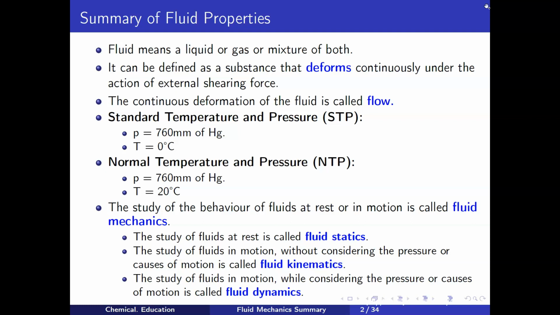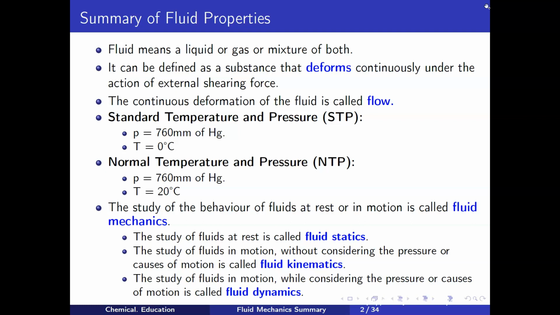Now the first thing you have to understand is standard temperature and pressure, STP. At STP, pressure is 760 mmHg and temperature is 0 degree centigrade. And NTP, normal temperature and pressure, is 760 mmHg and temperature is 20 degree centigrade.